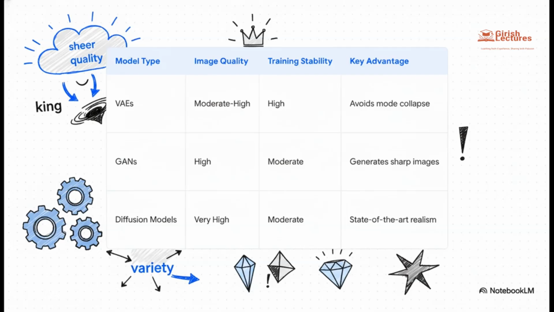This table gives us a great snapshot. While diffusion models are still the kings of realism and GANs are famous for their sharpness, just look at the VAE's unique strengths. Their training stability is high, which developers love, and they have this crucial advantage. They avoid mode collapse, which is a problem where GANs can get stuck and just produce the same few types of images over and over.